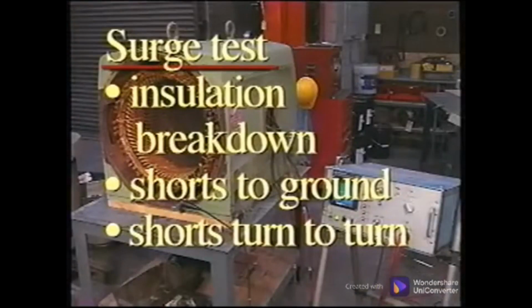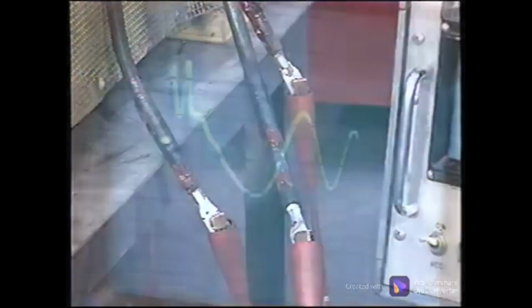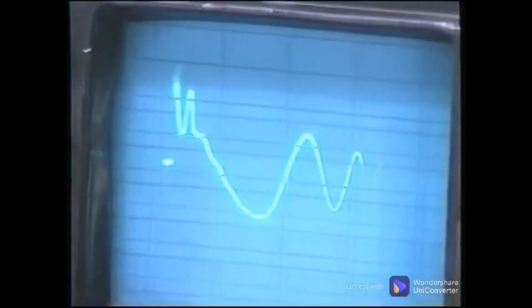The surge test detects insulation breakdown, shorts to ground, and shorts turn to turn. It does this by comparing the response of 2 phases at a time when a rapid pulsing voltage is input. When no winding problems exist, the 2 signatures should be the same. When a short exists, the signature is damped.